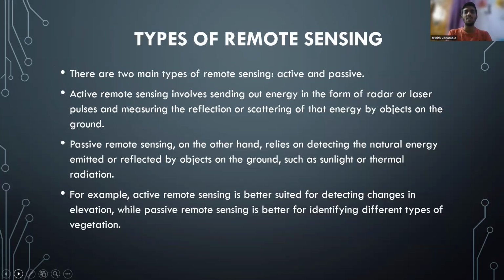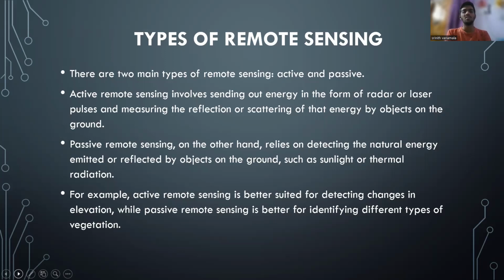Types of remote sensing are active and passive. Active remote sensing involves sending out energy in the form of radar or laser pulses and measuring the reflection of that energy by objects on the ground. Passive remote sensing, on the other hand, relies on detecting natural energy emitted or reflected by the objects on the ground, such as sunlight or thermal radiation.